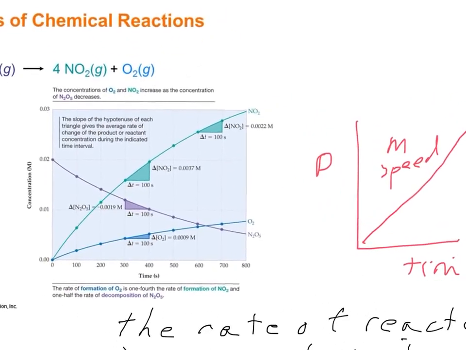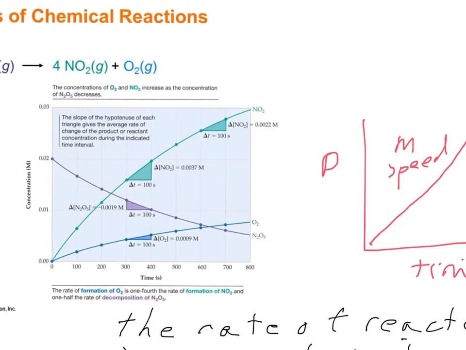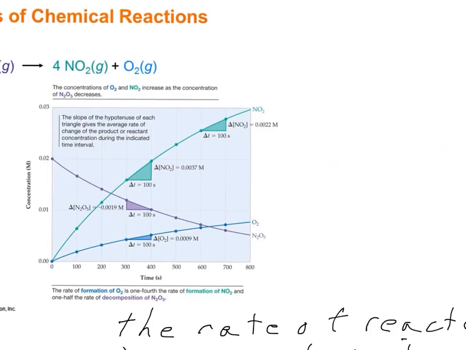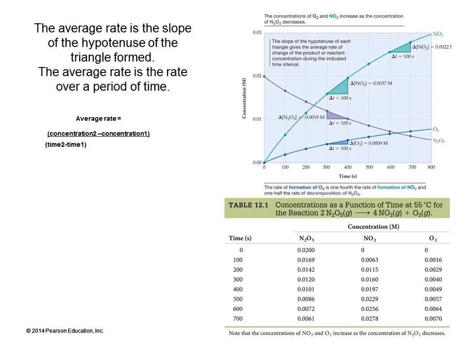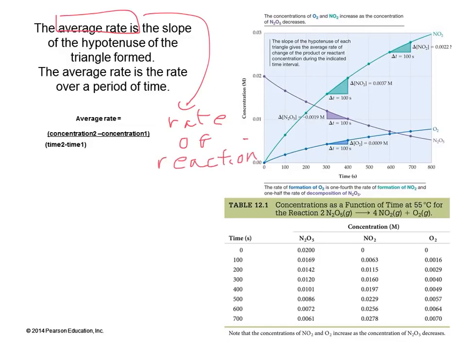Therefore, when we talk about reaction rate, we have to come up with a couple definitions and a couple different ways of defining what we mean when we say reaction rate. The first way we're going to define reaction rate is to talk about the average rate of reaction. The average rate of reaction is the rate of reaction over a set period of time.